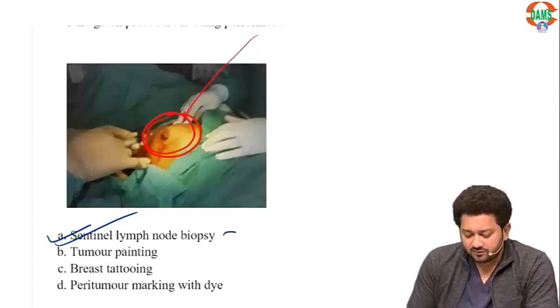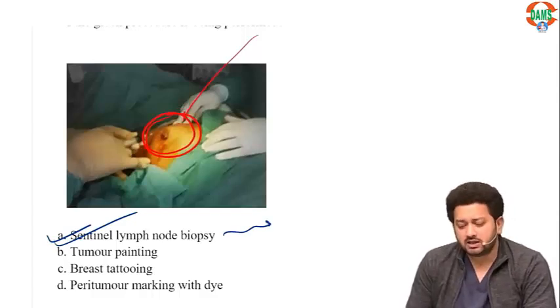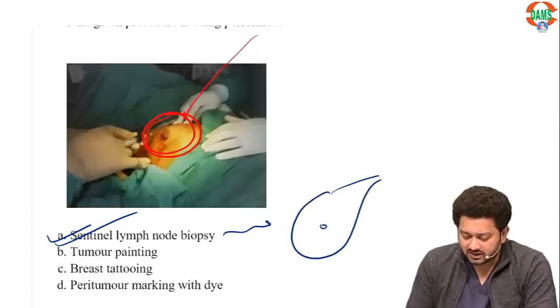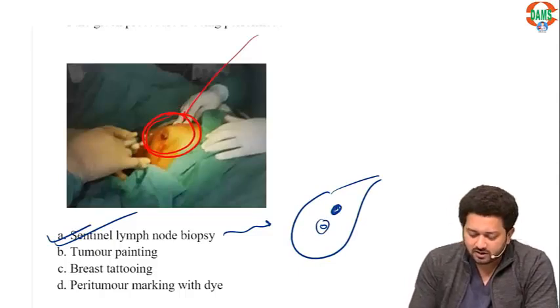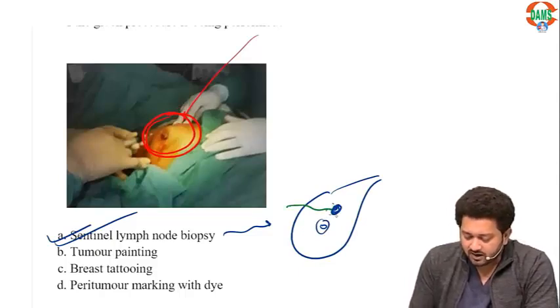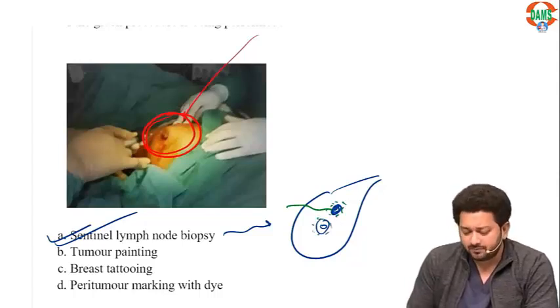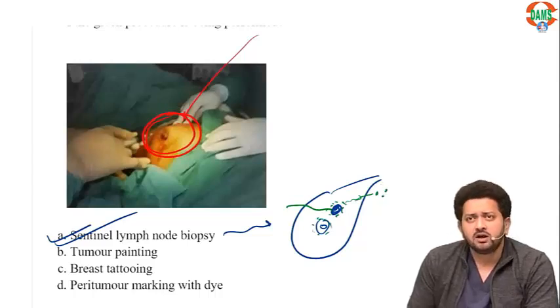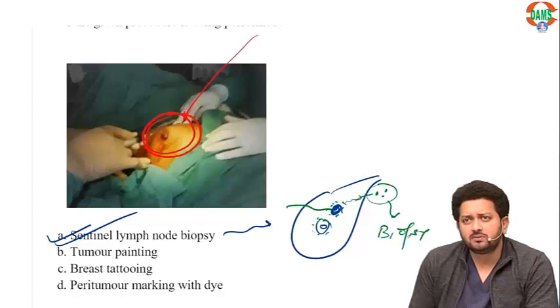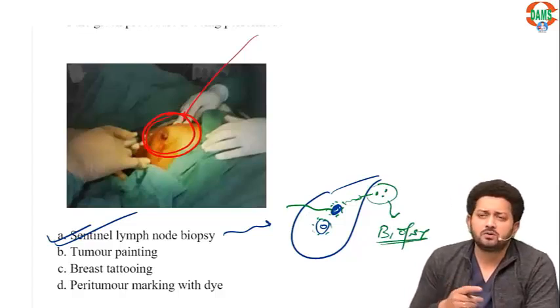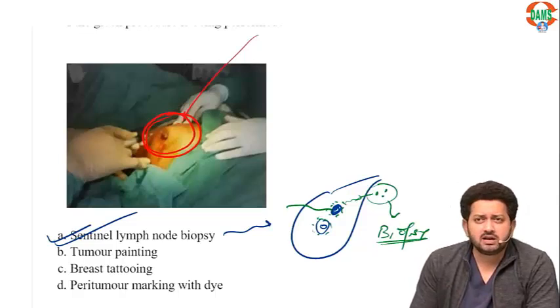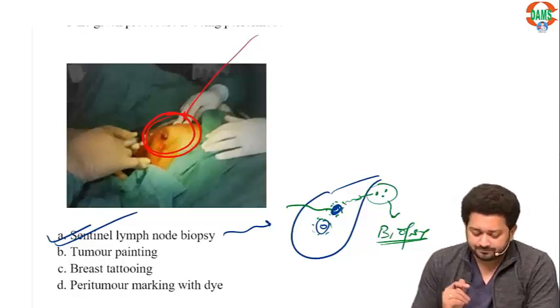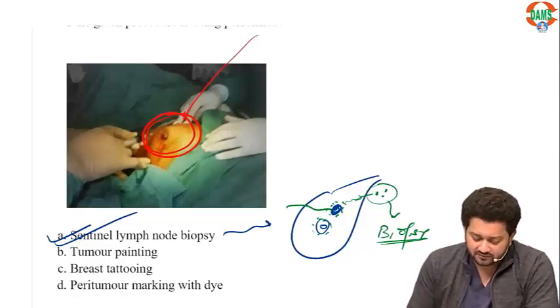Sentinel lymph node biopsy, in which you inject the dye. Suppose this is the tumor, you can inject around the peritumor or periareolar also. Now this dye goes through the lymphatics into the axillary lymph nodes. 2 or 3 axillary lymph nodes you can biopsy, and depending on this biopsy report, if it is cancer, you have to do further treatment of the axilla, otherwise you can leave the axilla intact. So this is sentinel lymph node biopsy.